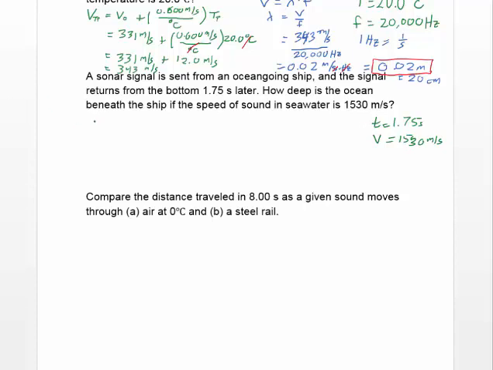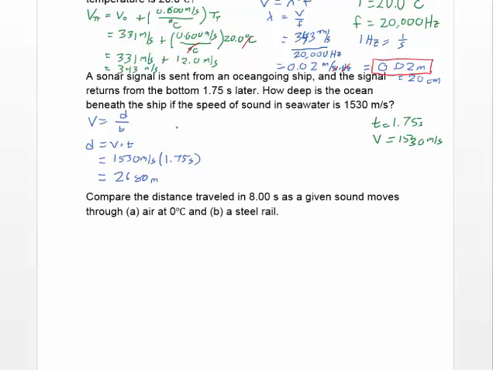So we know that velocity is equal to distance divided by time. We can solve this then for the distance. That distance equals velocity times the time. So we know the velocity, 1,530 meters per second, times 1.75 seconds, and that is equal to 2,680 meters. But that's not our answer.